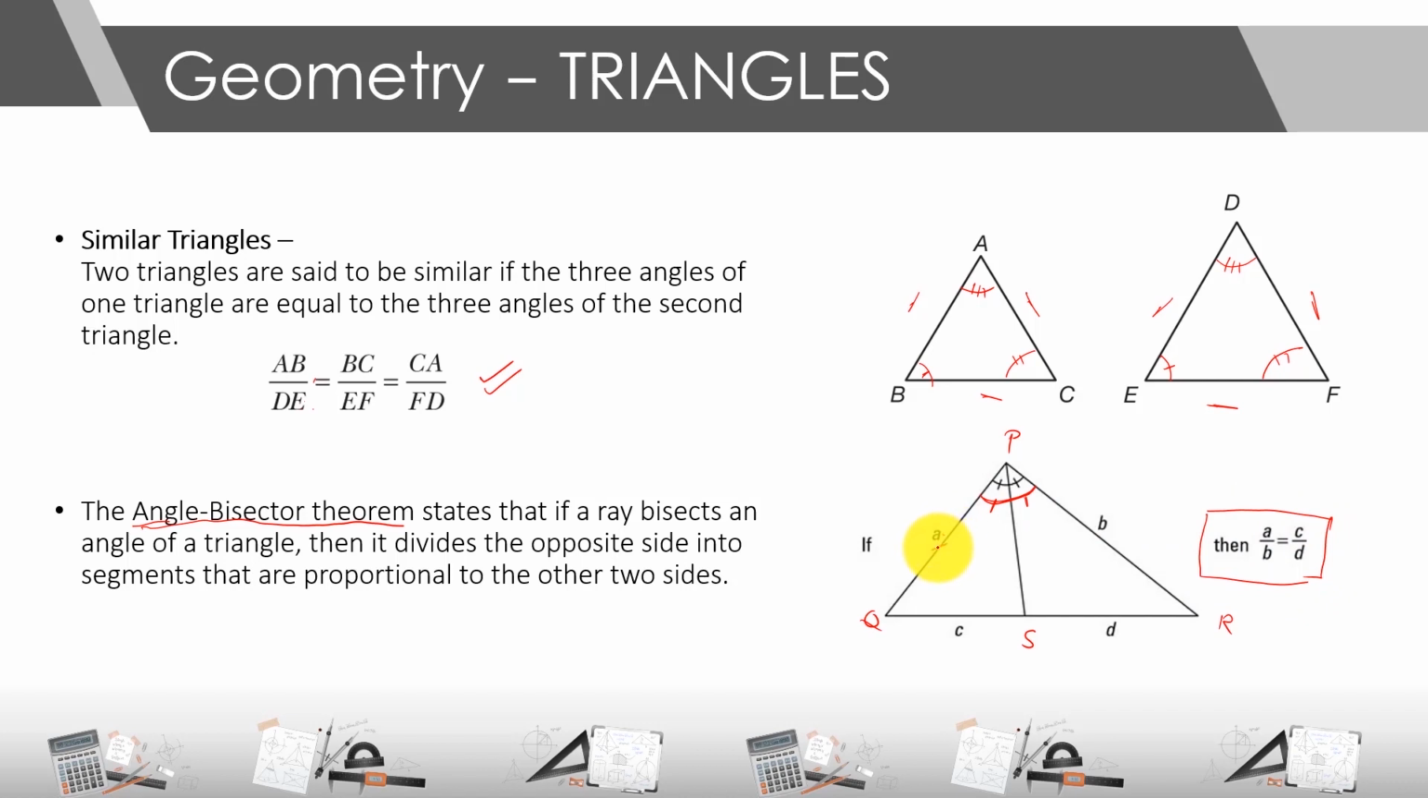So the ratio of the two sides of the triangle is equal to the ratio in which the angle bisector is cutting the third side. So whenever you see that there is a triangle and there is one angle bisector, remember this theorem that A is to B is equal to C is to D.